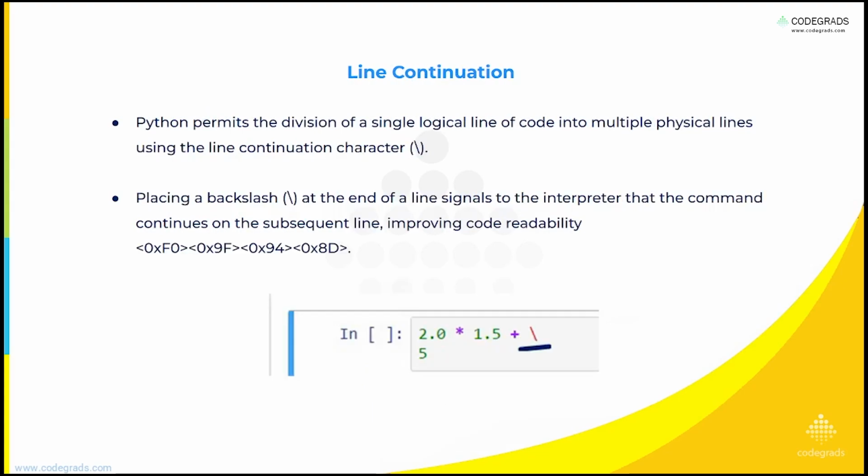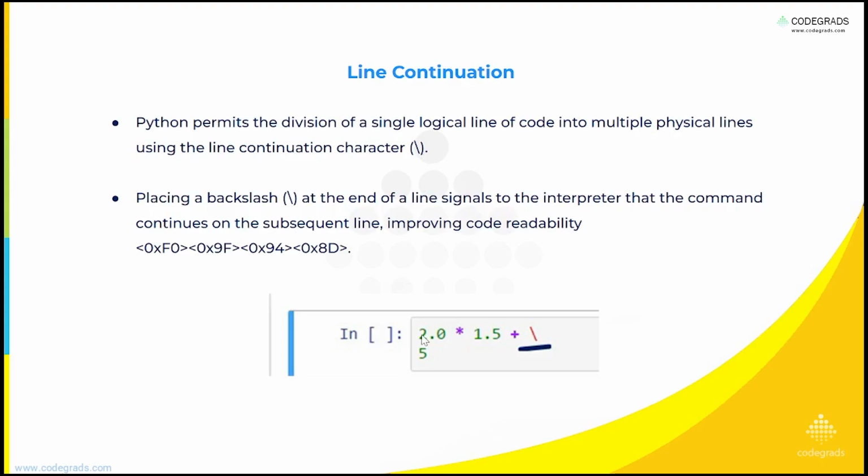Now we have the line continuation. Python permits the division of a single logical line of code into multiple physical lines using the line continuation character. Placing a backslash at the end of the line signals to the interpreter that the command continues on the subsequent line, improving code readability. To avoid confusion, we'll continue the first line of code to the second line by using this symbol.